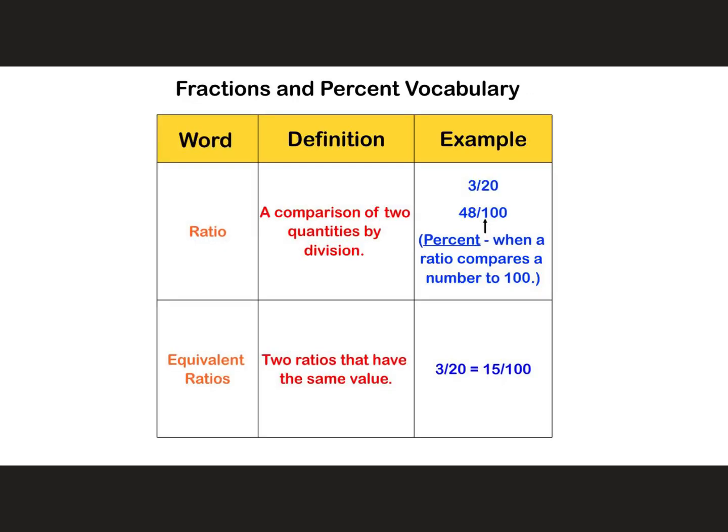Some new vocab, fractions and percent words that we need to know. One of them is a ratio. This is a comparison of two quantities by division. For example, 3/20ths, 48/100ths. And a percent is when a ratio compares a number to 100. So that's what we're going to be looking at today. Equivalent ratios are two ratios that have the same value. So for example, 3/20ths and 15/100ths are equivalent because they have the same value.